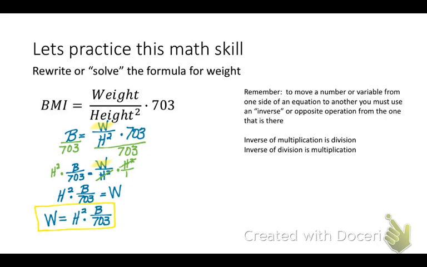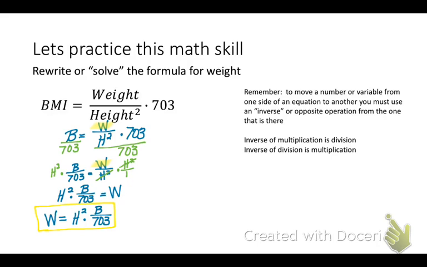And I'm going to rewrite this so the weight is first. You don't have to, but I just like to do that. This is my rewritten equation. Weight equals height squared times body mass index times 703. Now I can use this to figure out what my weight should be.